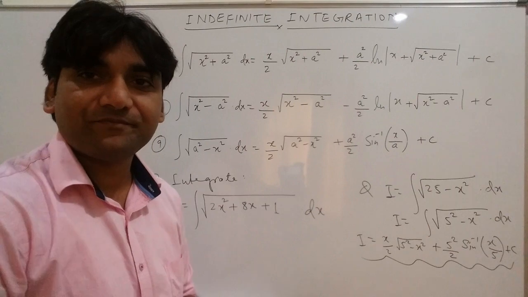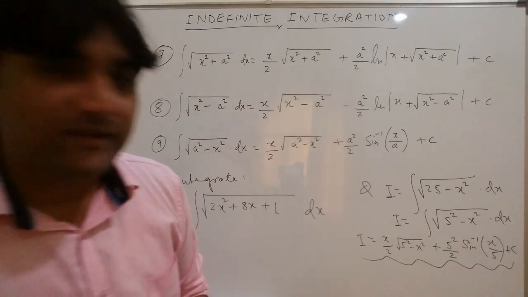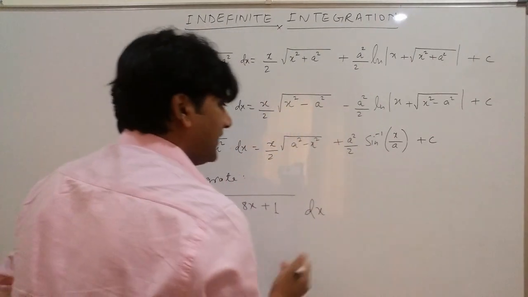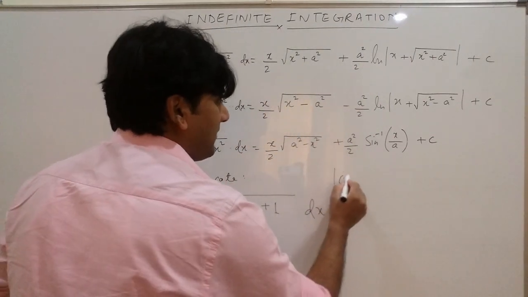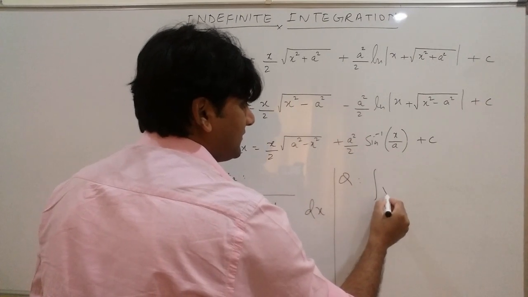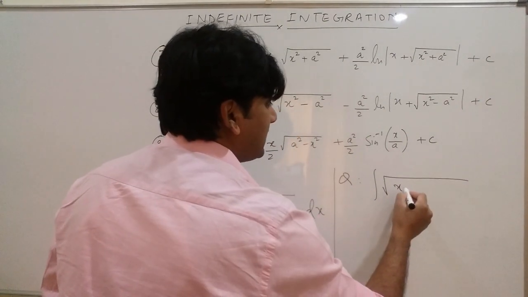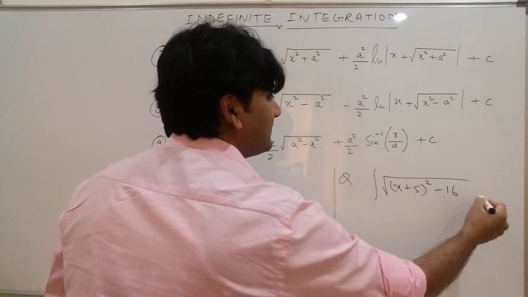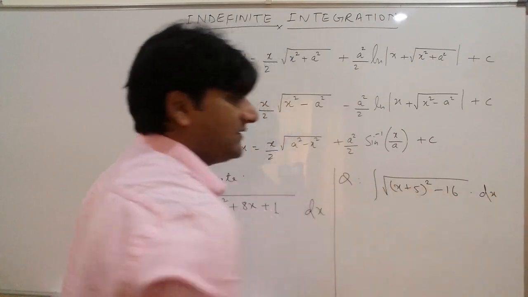And another problem based on this one. Before this, what can it be? We can remove this. And now I am giving you this question. Integrate root of x plus 5 whole square minus 16. We have to integrate this.